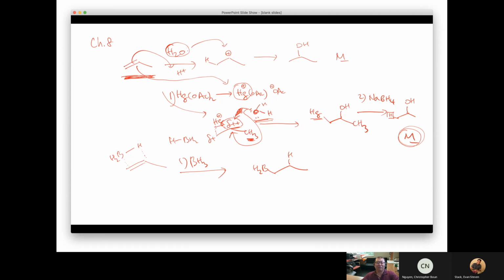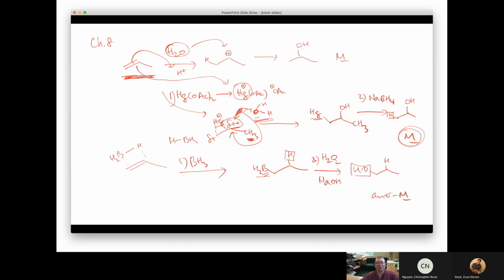And then when it's added, you see that hydrogens are sitting on the more substituted side, boron on the less substituted side. The second step is oxidative workup. So hydrogen peroxide and sodium hydroxide will replace the boron with an OH. Then if you look at that one, now the OH is sitting on the less substituted side. Hydrogen goes to the more substituted side. This is an anti-Markovnikov product.